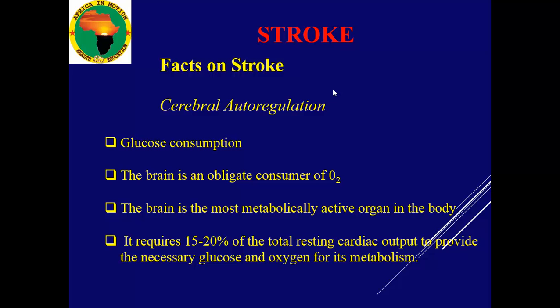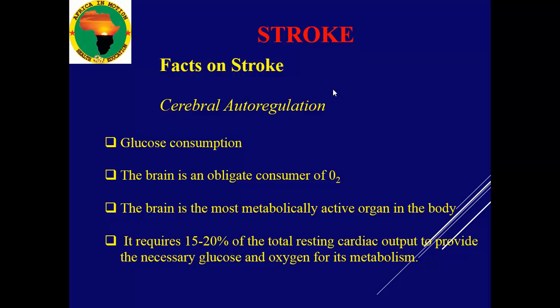Other facts: the brain needs sugar to function. Glucose is very important for the brain. The brain is an obligate consumer of oxygen. Without oxygen, the brain will die. The brain is the most metabolically active organ in the body. When we talk about metabolism, we are talking about taking nutrients, proteins, vitamins, and cutting them into pieces that the body will need to use, and eventually being able to build them again into the components that the body needs. Catabolism, anabolism, that is metabolism.